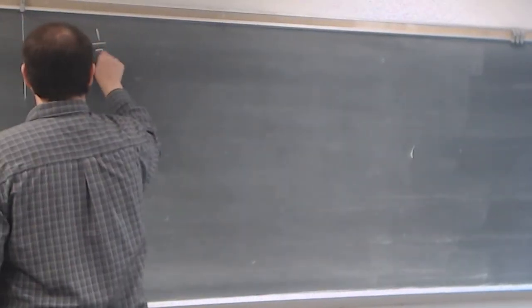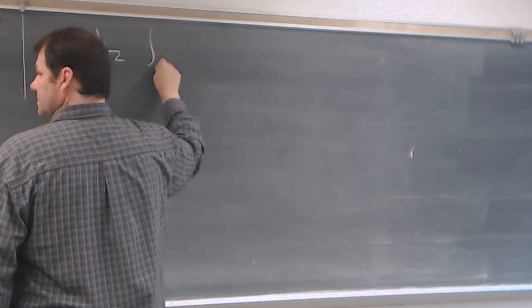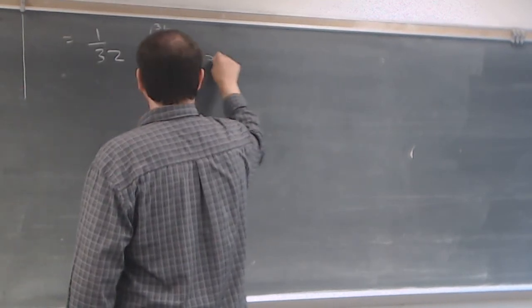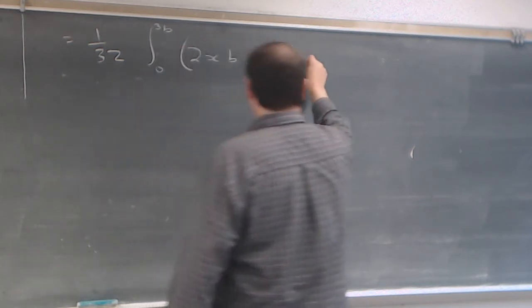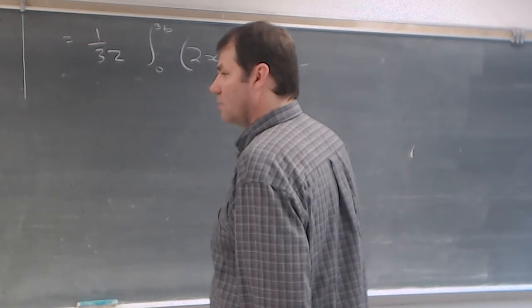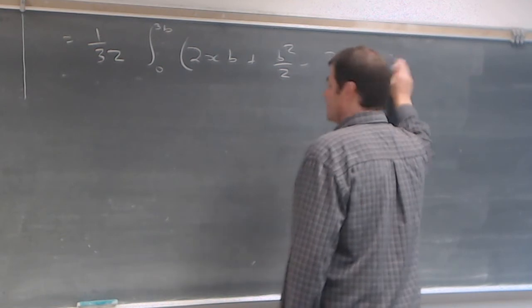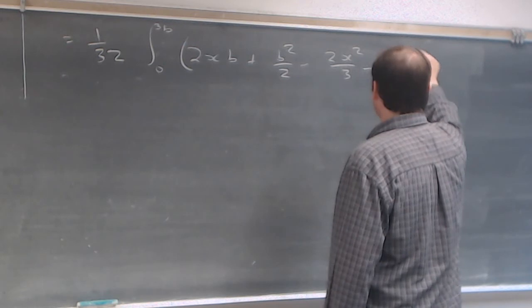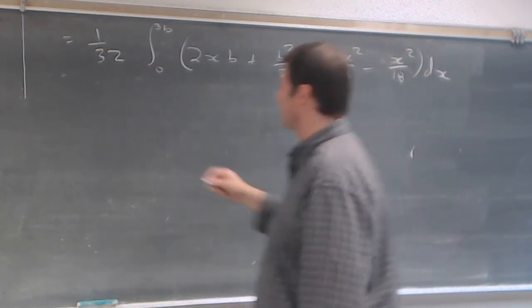When I stick in those limits of integration, we still have the 1 over 32. Here, this is going to be 2 integral from 0 to 3b. Okay, so here it will be 2xb plus b squared over 2 minus whatever I get when I stick in y equal to x over 3. That would be 2x squared over 3 minus, and now it's going to be, I think, x squared over 18 dx. We can simplify that just a little bit.